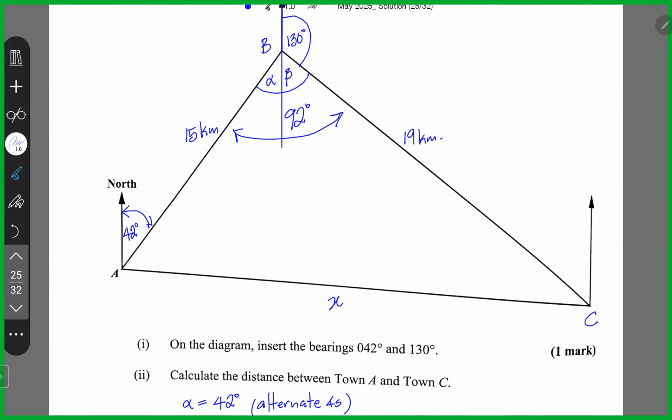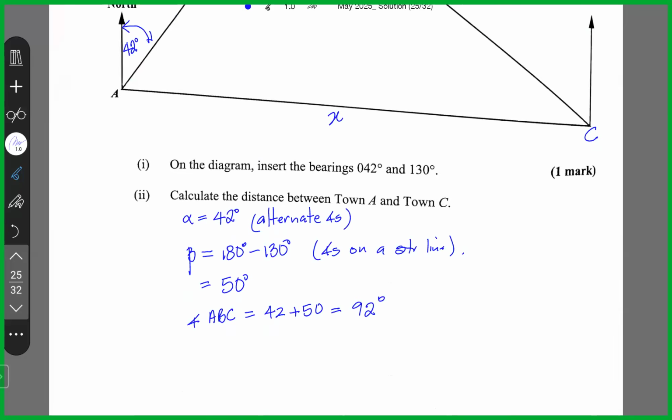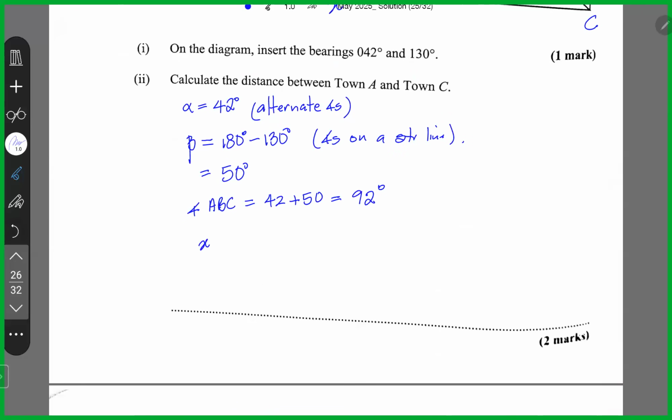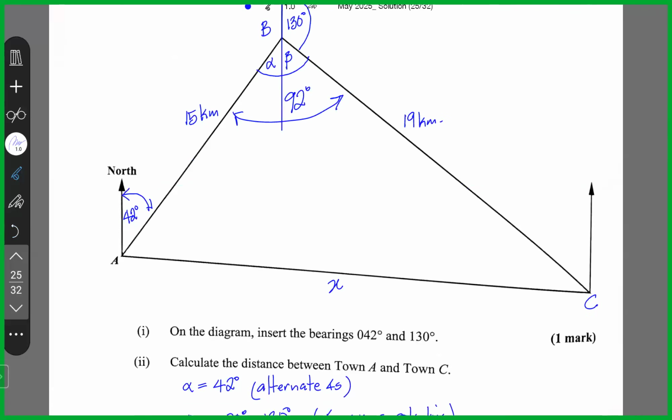Now, I know the length of two sides of a non-right angle triangle, and I wish to find the length of the third side. That is a condition for applying the cosine rule. The cosine rule is c squared is equal to a squared plus b squared minus 2ab cosine C.